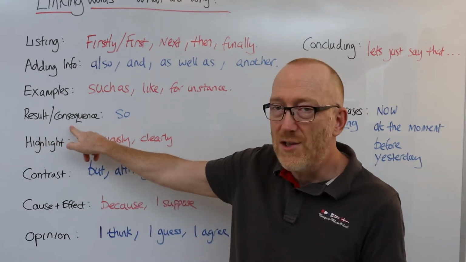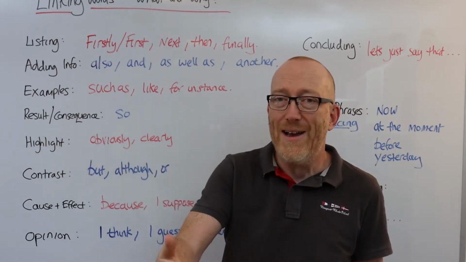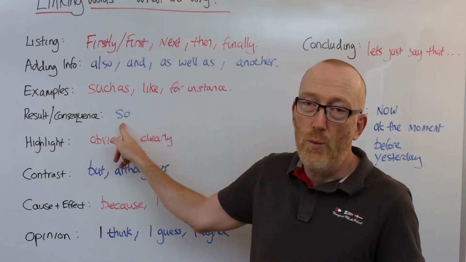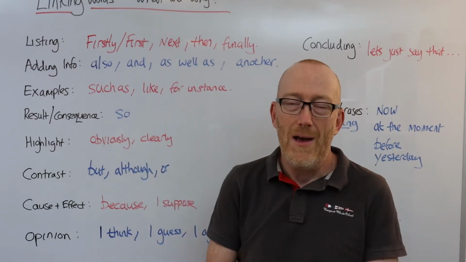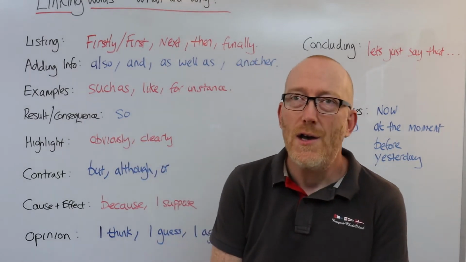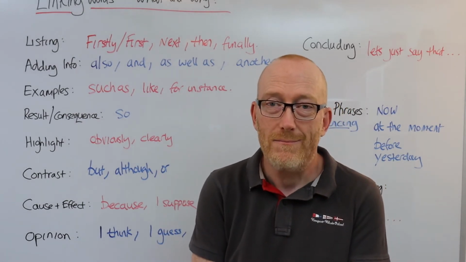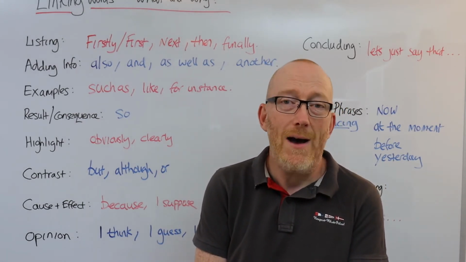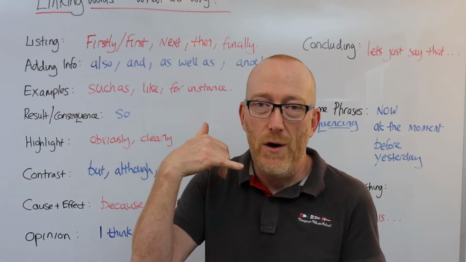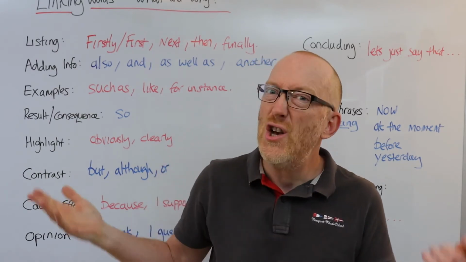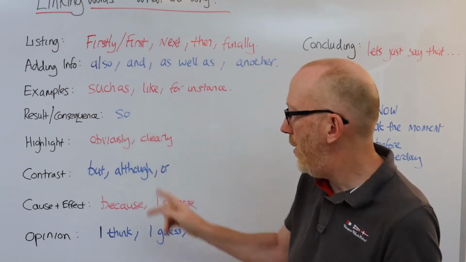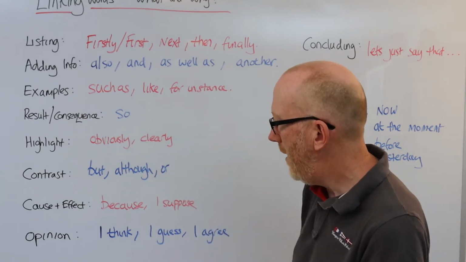To talk about the result or the consequence of an action, just need one word: so. I was late for work, so my boss was angry. My car broke down, so I had to phone the mechanic. So. You don't need any other words, just so.